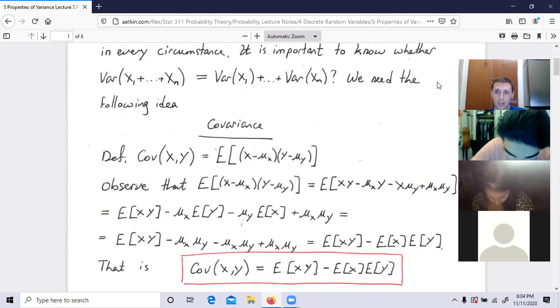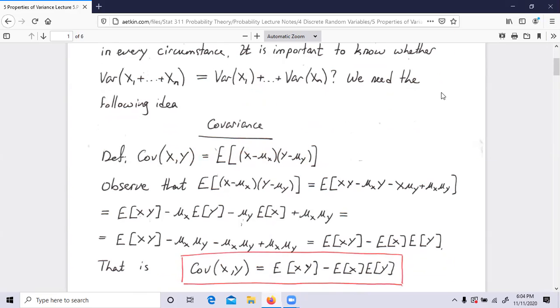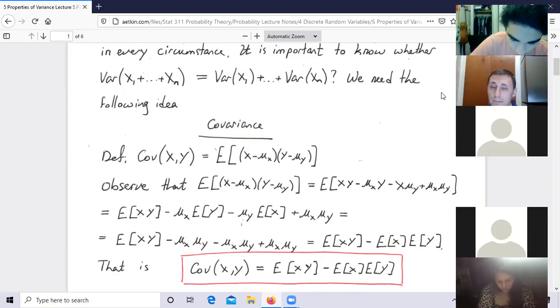So we have covariance that we're talking about, okay? Covariance is defined as the expected value of x minus its average times y minus its average. And you can see that in the case where x and y are the same, that simply becomes variance. So covariance is just a generalization of variance. Good?